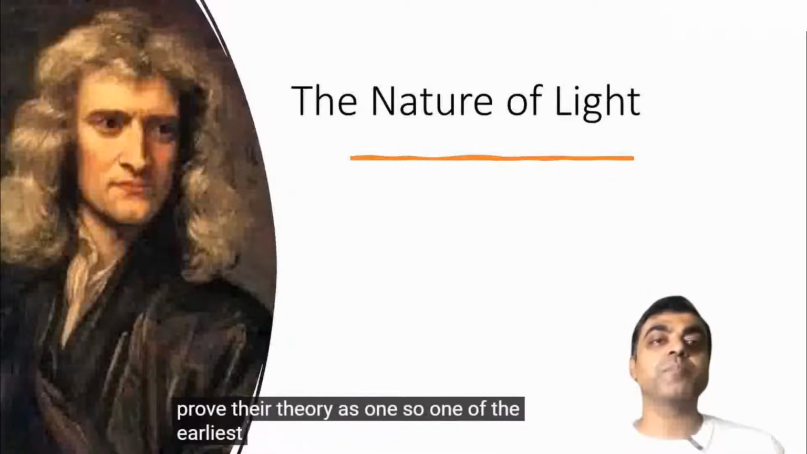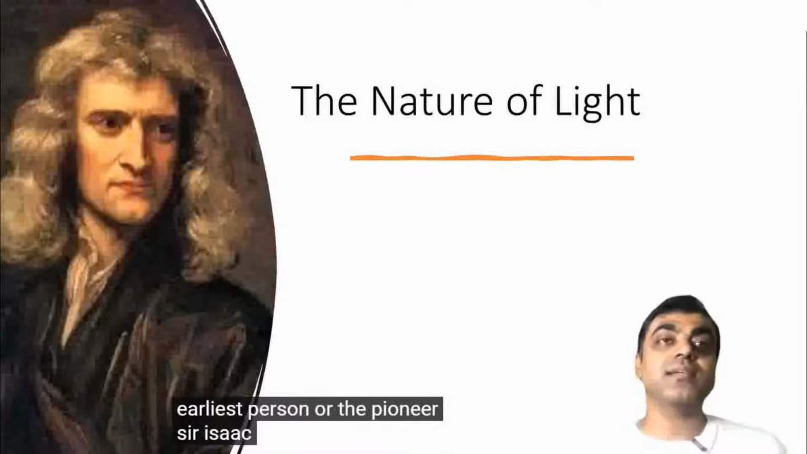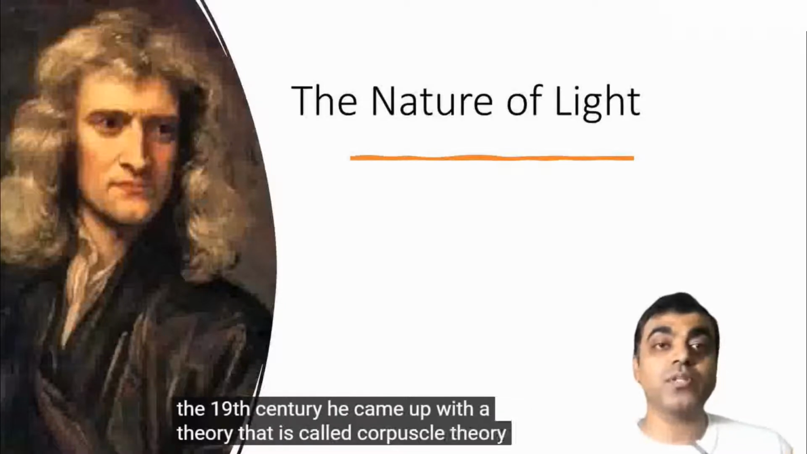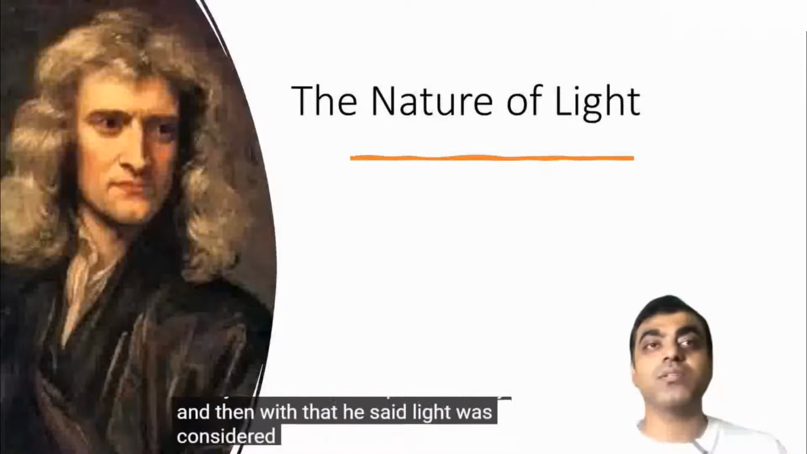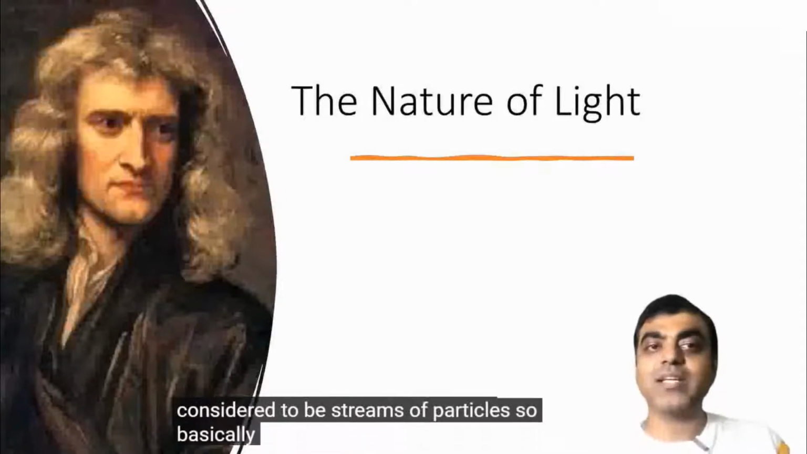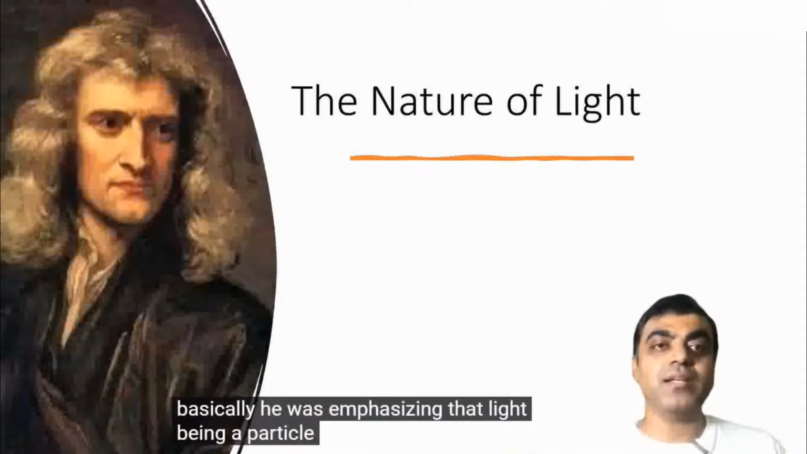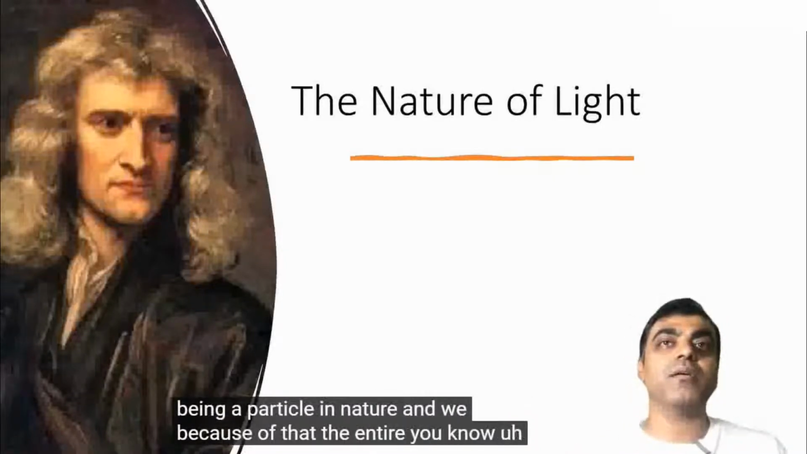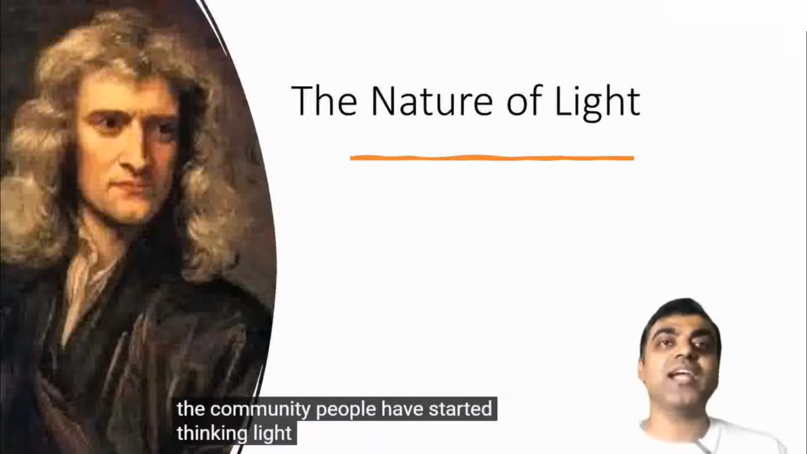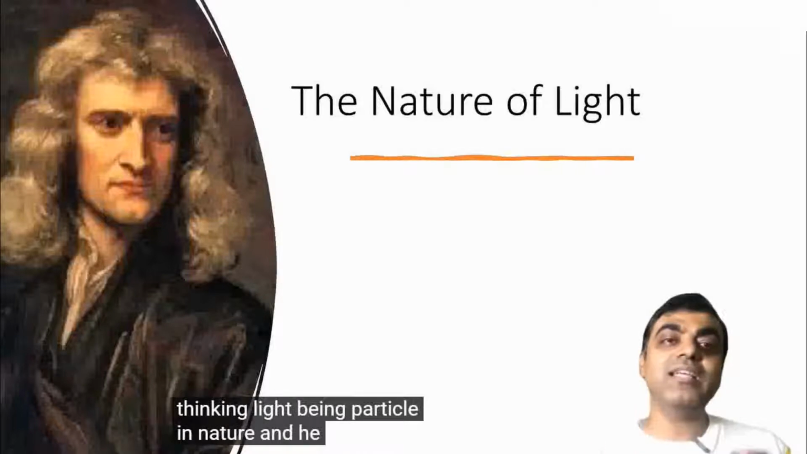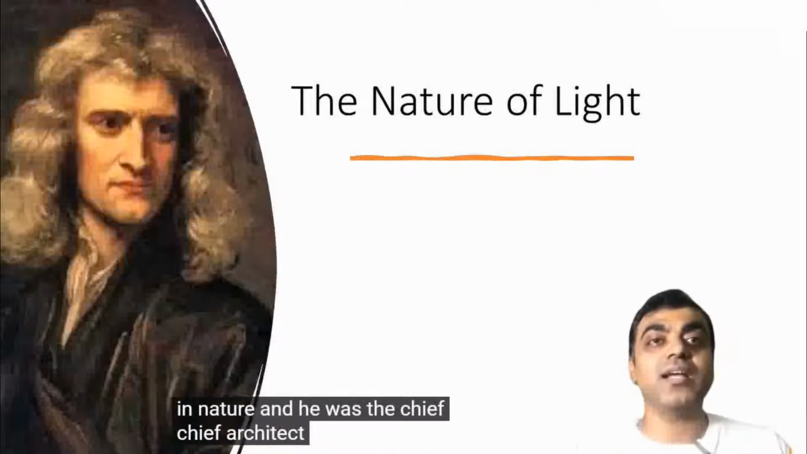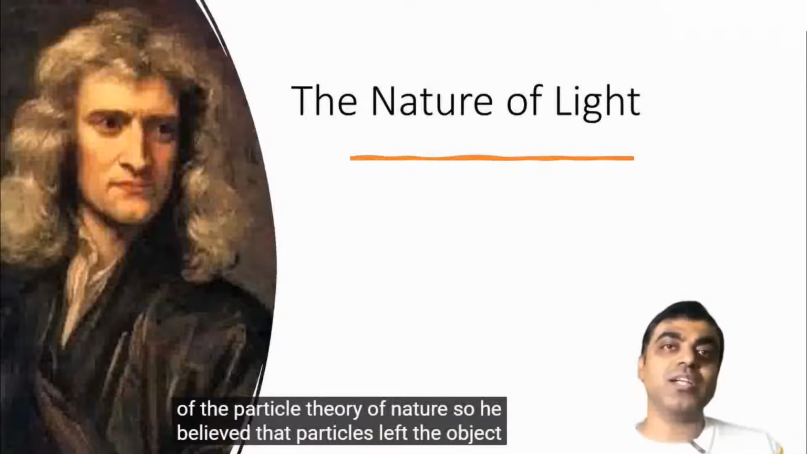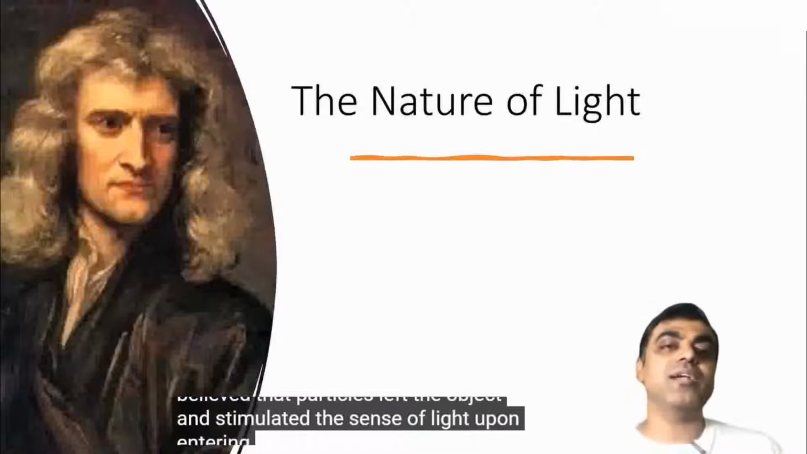One of the earliest pioneers, Sir Isaac Newton, came up in the beginning of the 19th century with a theory called the corpuscular theory, in which light was considered to be streams of particles. So he was emphasizing that light is particle in nature. Because of that, the entire community started thinking of light as particle in nature. He was the chief architect of the particle theory of light. He believed that particles left the object and stimulated the sense of light upon entering the eyes.